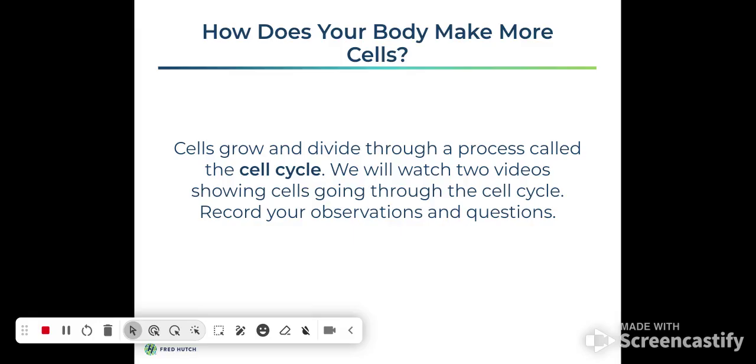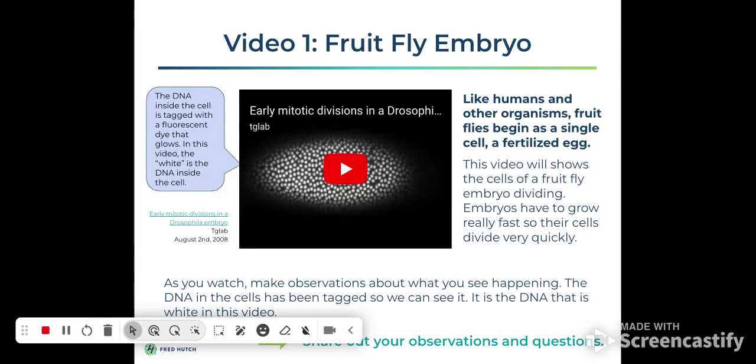So how does your body make more cells? Well, as cells grow and divide, they go through a process called the cell cycle. Now there are two videos that you're going to watch that show cells going through the cell cycle, and on your sheet, you're going to record your observations and your questions. At this time, if you're in the slides, go ahead and click on the video links to watch the videos. There's no sound, but what you're watching is the cells of fruit fly embryos dividing.